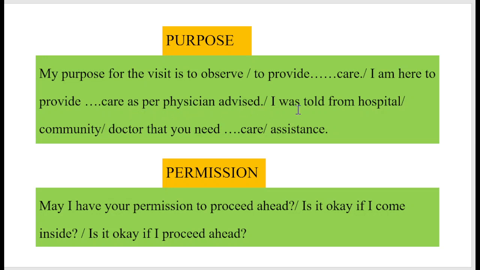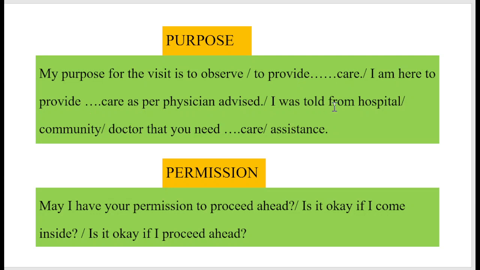Or else you can say, I was told from the hospital, or if it is community or the doctor, you can say I was told from the hospital or community or doctor that you need wound dressing care, or you need my assistance to do these household chores. You can say any of these things according to the purpose. What was the reason for your visit? My purpose for the visit is to observe your wound. My purpose for the visit is to provide wound dressing care. I'm here to provide wound dressing care as per the physician's advice.